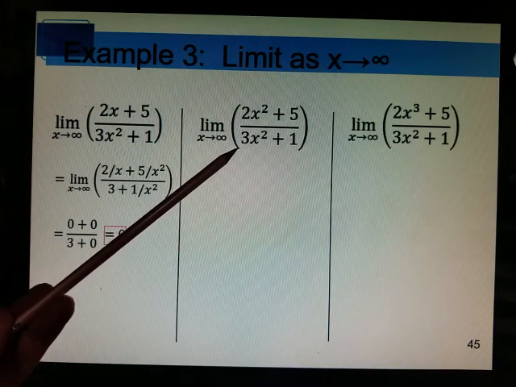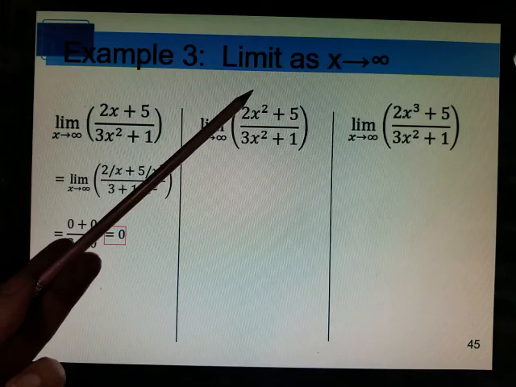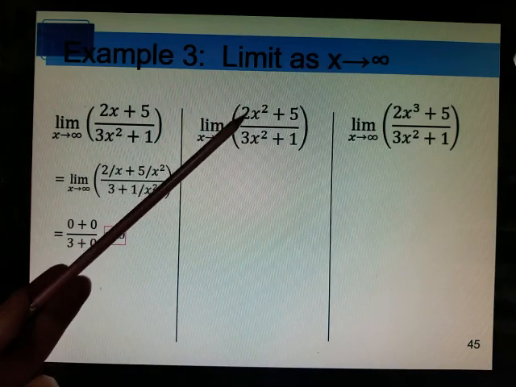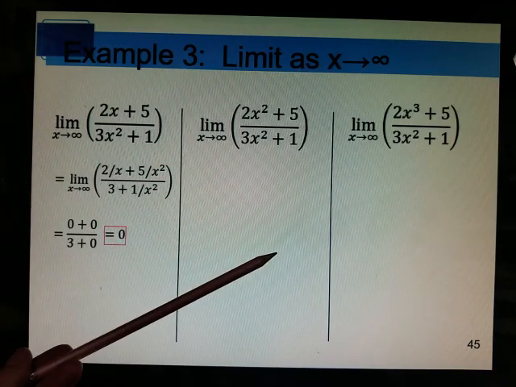All right, again, I like to start off with the Bobo or Betsy first. So again, I have the degrees are equal. So if the degree of the bottom equals top, then that's going to be y equals the ratio of the coefficients, which is 2/3. So this limit, as x approaches infinity, the answer would be 2/3.